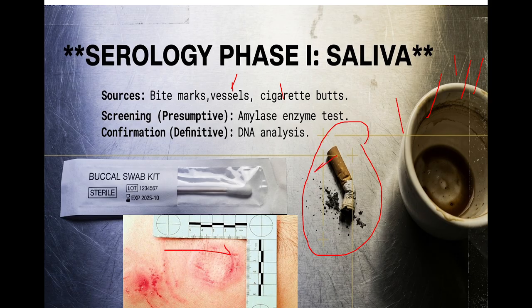Okay, on here we definitely have saliva, and we collect that saliva and take it to the laboratory. What we do first is a presumptive test. We use an amylase enzyme to test, and then to be 100% sure, we do a confirmatory test. We do DNA analysis. Again, don't worry about DNA analysis because we're going to focus one full lecture on DNA analysis. How we pick it up, we use a buccal swab kit.